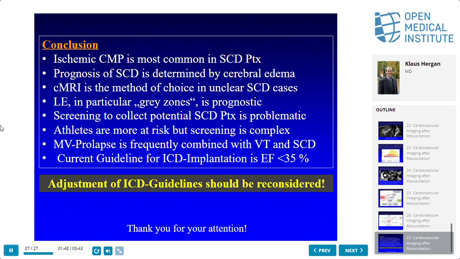Have you contacted cardiologists? Yes, okay. So when you have contact to cardiologists, are they discussing with you patients after cardiac death or resuscitation?